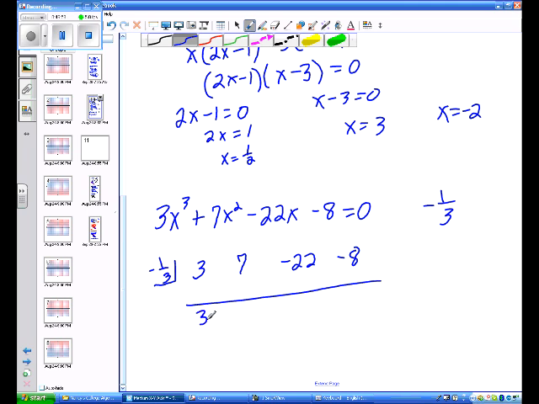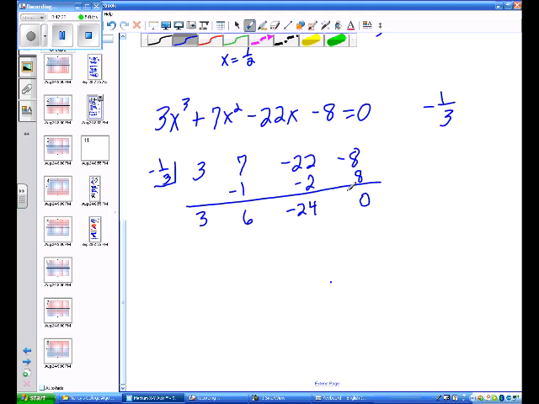Well, negative 1/3 times 3. A third of 3 is 1. Signs are different, so it's negative. A third of 6 is 2. Signs are different, so it's negative. That would be negative 24. And a third of 24 is 8. Signs are the same, so it's positive. So I got a remainder of 0. So that's what I knew I was supposed to get, because I was told that that was a factor.